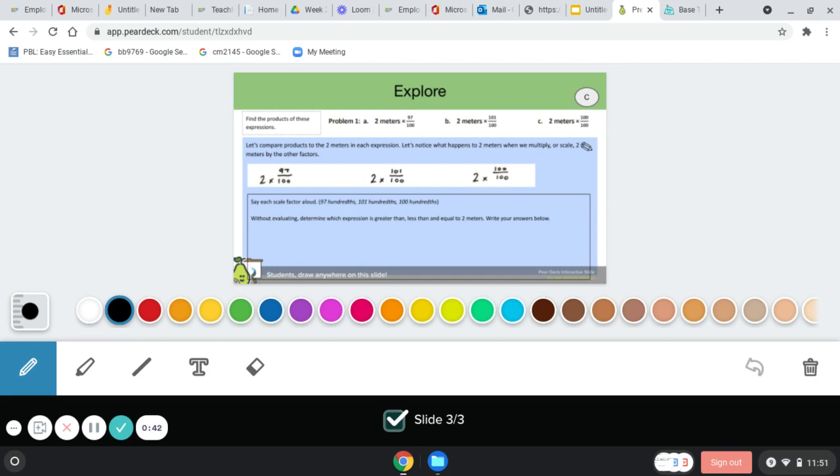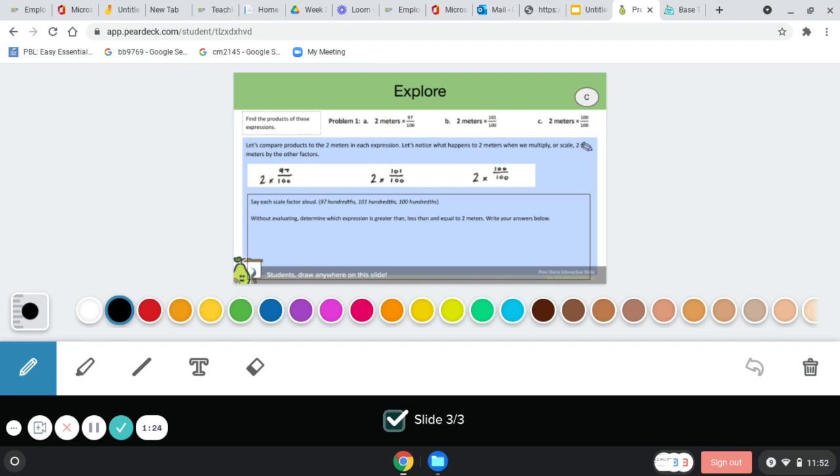And what we need to do is, without evaluating, without conducting the multiplication, we need to determine which one of these expressions is greater than, less than, and equal to 2 meters, which is the whole number these fractions are being multiplied by. And we need to be able to determine that just by looking at the numbers that are involved. Okay? After we do that, then I'll give you a visualization of how it will look. But first, we just need to look at the information in front of us and see if we can determine which fraction is going to give us a product that is greater than, less than, or equal to 2 meters.